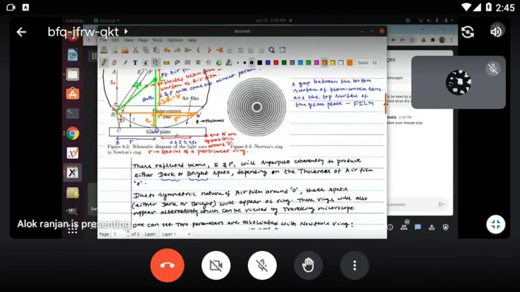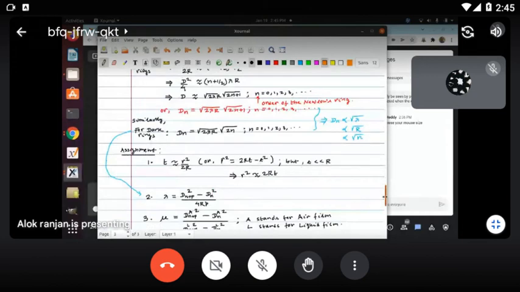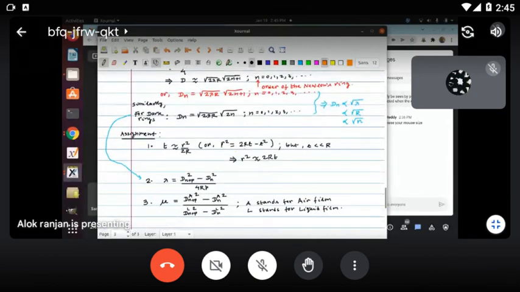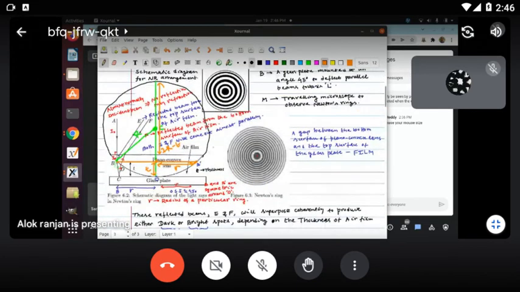If you follow these things, as I've written down here, you must have this relation: small r square equal to 2Rt minus t square. From the properties of not only one triangle but many triangles, we can have r square equal to 2Rt minus t square. You must have this relation.